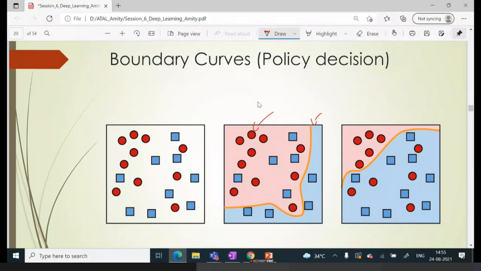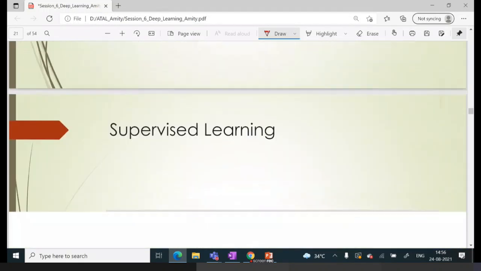For example, which item is important for me? If these circles are important to me, then I will try to cover all the circles like this, and they are correctly classified here. And if squares are important for me, then I will select this kind of curve where you can see all the squares are classified correctly, but there are some circles which are misclassified. So again, it depends upon your application.